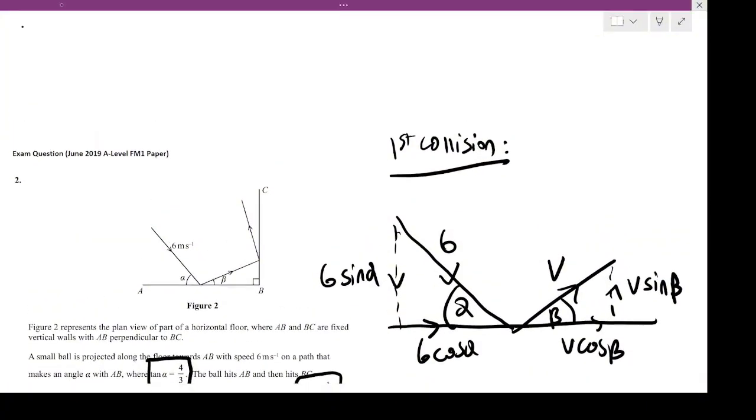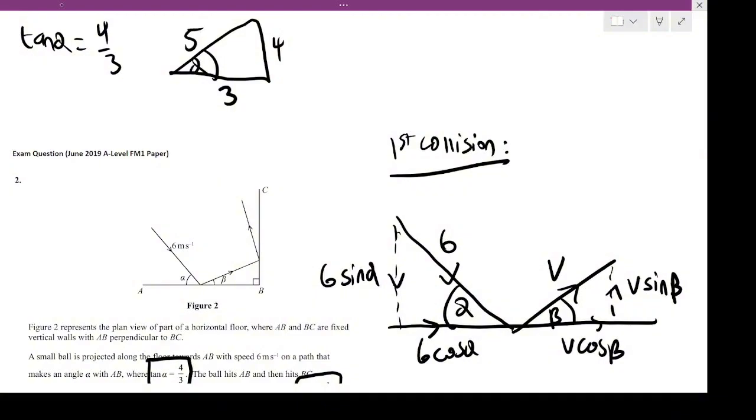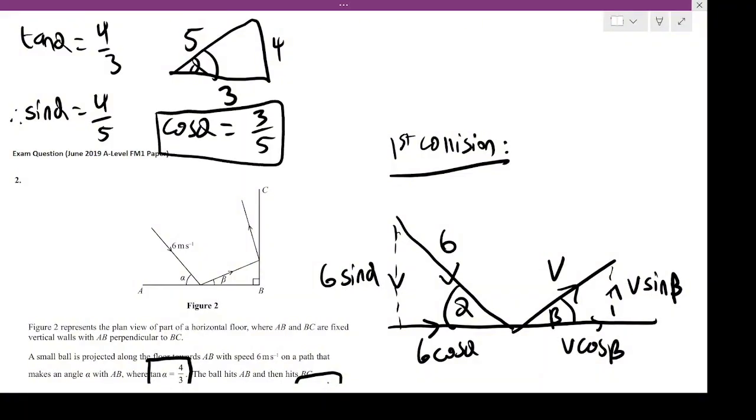So firstly, tan alpha is 4/3. So if I do a triangle, that's alpha. If I think about SOH CAH TOA, the opposite side is 4 and then the adjacent is 3. If I do Pythagoras, you should get 5 there. So 3 squared plus 4 squared is 25, then you root it. So that means sine alpha is opposite 4 over hypotenuse 5. Then cos alpha is adjacent 3 over hypotenuse 5. And those are my two expressions there.